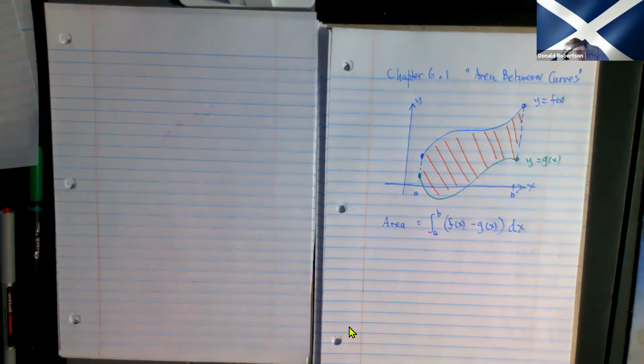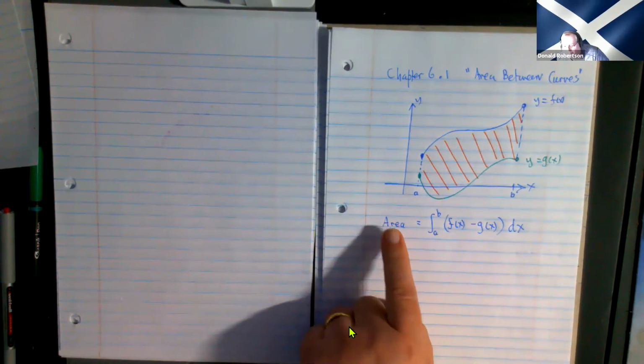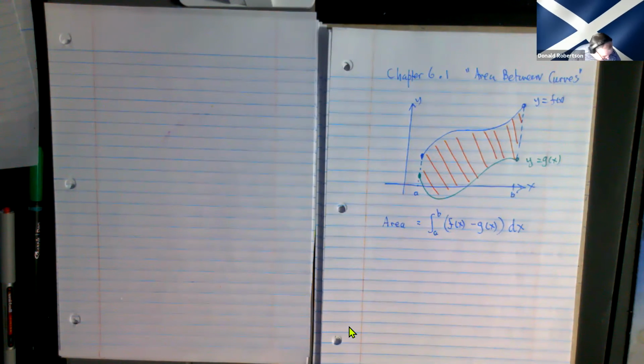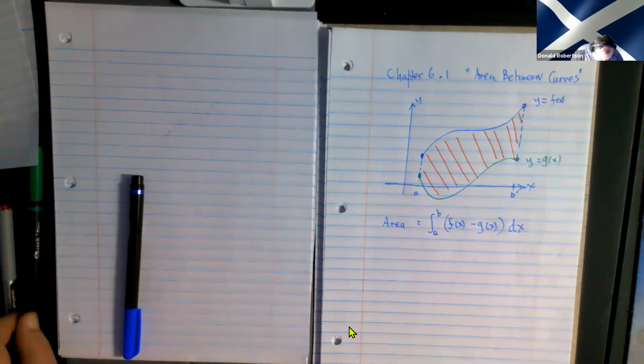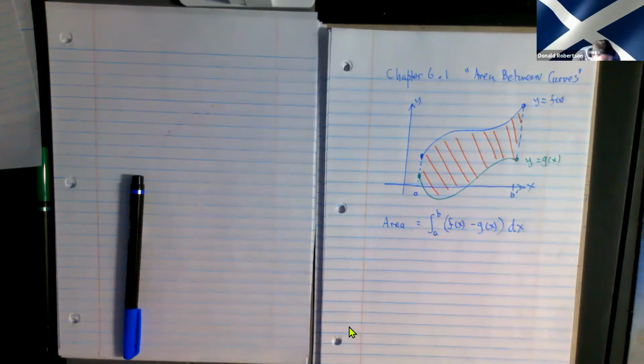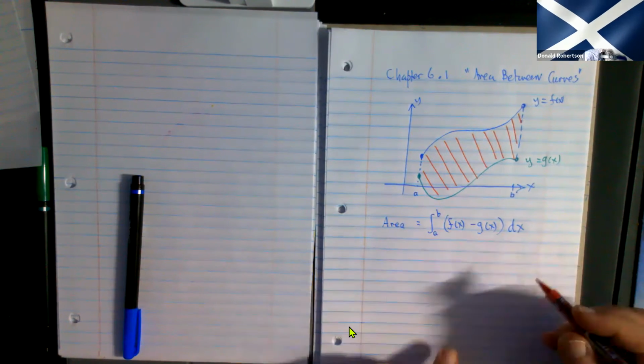Let me tell you a couple of things about this area before we go any further. This is a physical area. It is not a net area. So this area is always positive. It's never going to be negative. Secondly, although it's pretty obvious because I've written it down, there is a choice here.